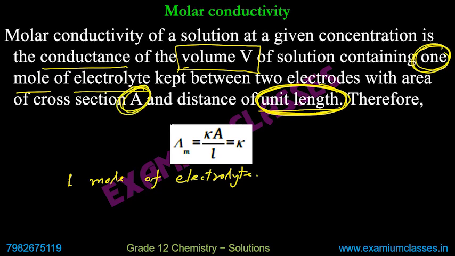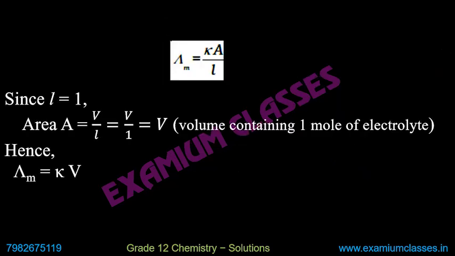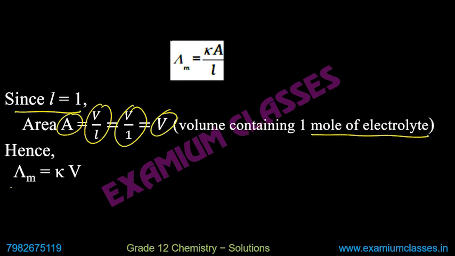Now, if distance is unit length and area is A, then volume will be area into length. That is, volume will be equal to area because length is 1. I'm talking about absolute value, not the units. Units will be different, but their values will be the same. Since L is equal to 1, A will be V by L, that is V by 1, that is V. Volume containing 1 mole of electrolyte. Hence, molar conductivity is equal to kappa into V.